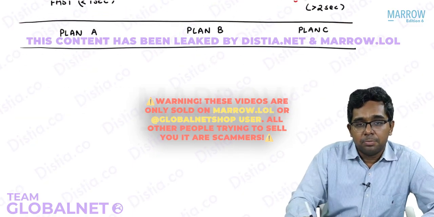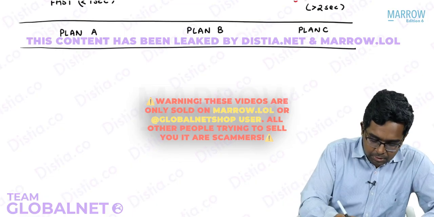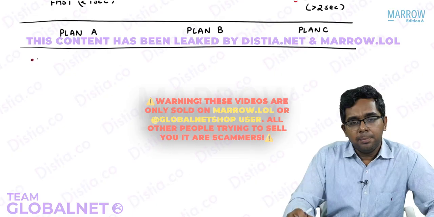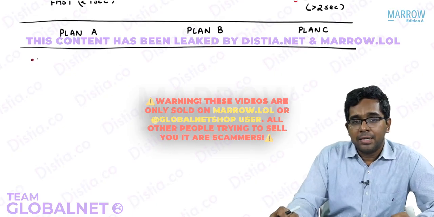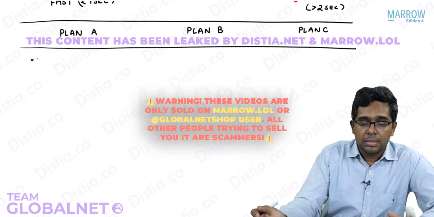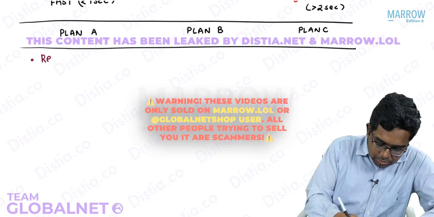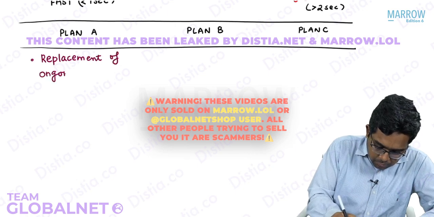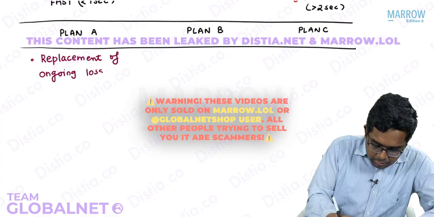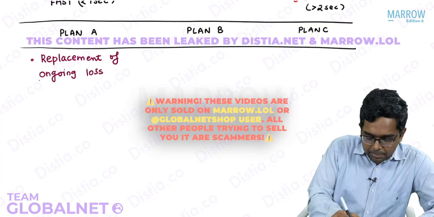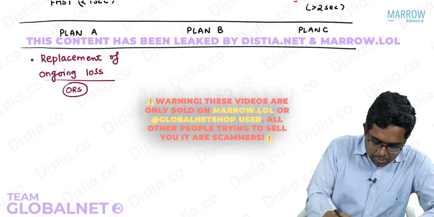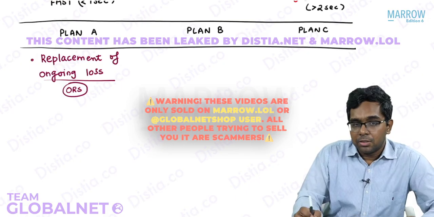Starting with Plan A management, which is for no dehydration. Here, what we need to do is replace whatever fluid the child has lost in the form of loose stools. This is called replacement of ongoing loss. And this replacement of ongoing loss is typically done by giving ORS. How much ORS to be given? It depends on the age of the child.